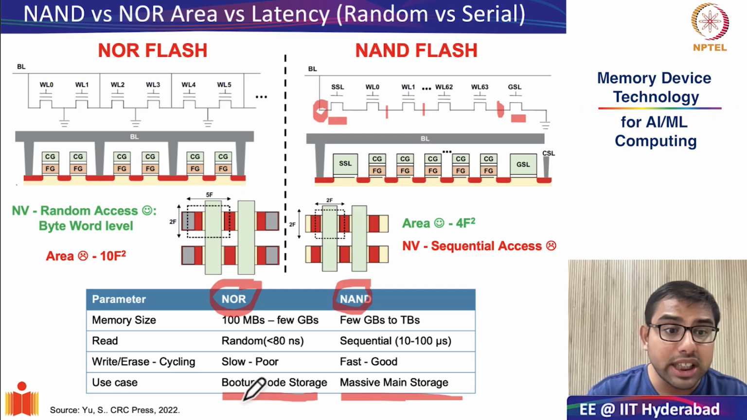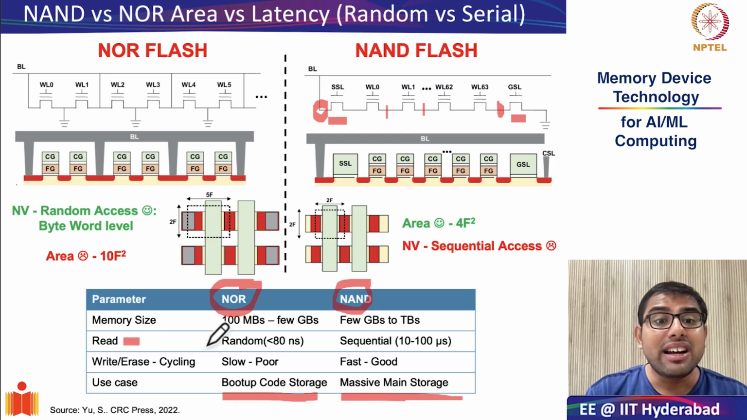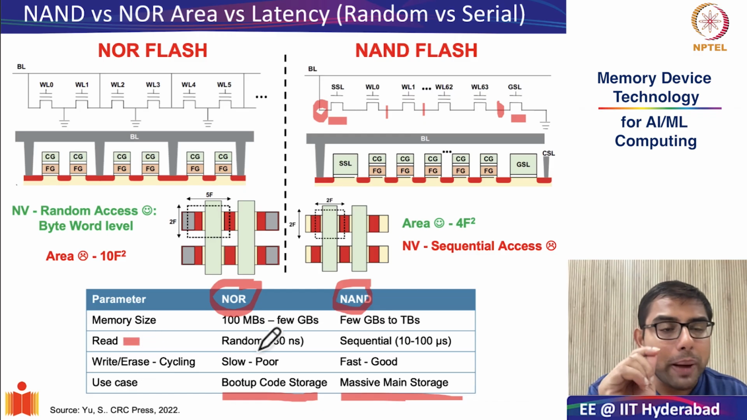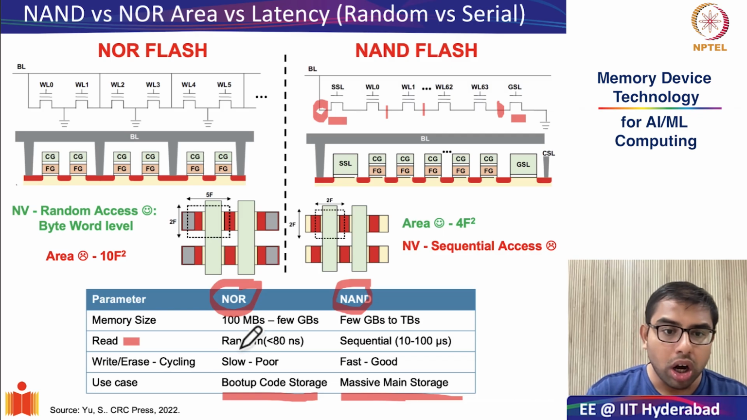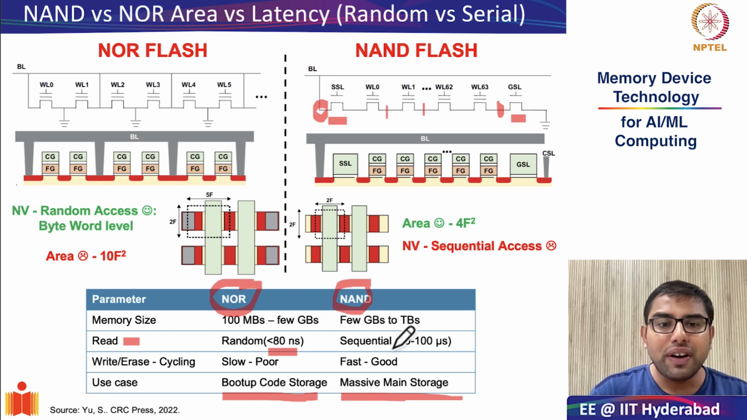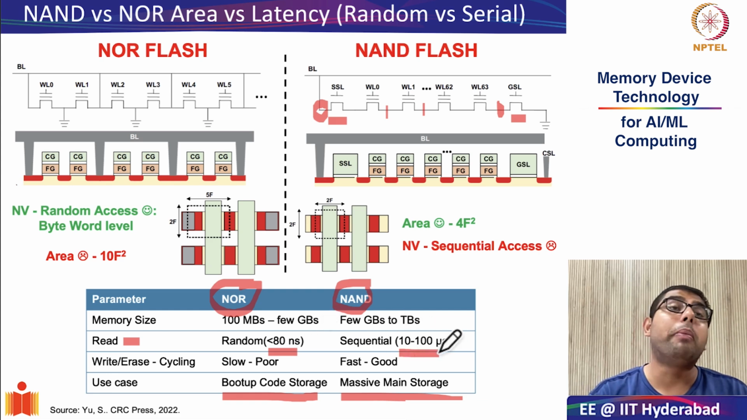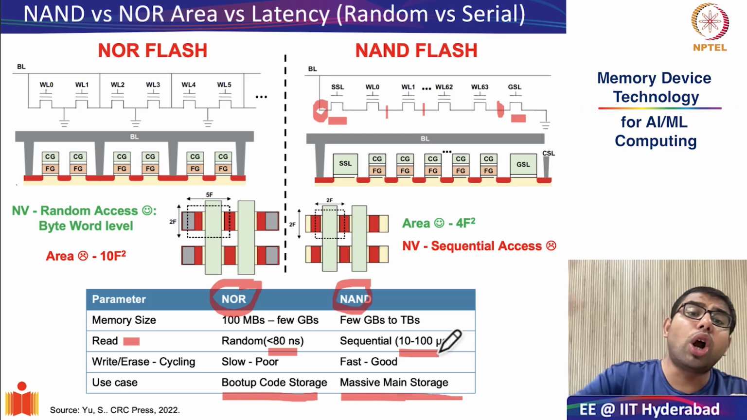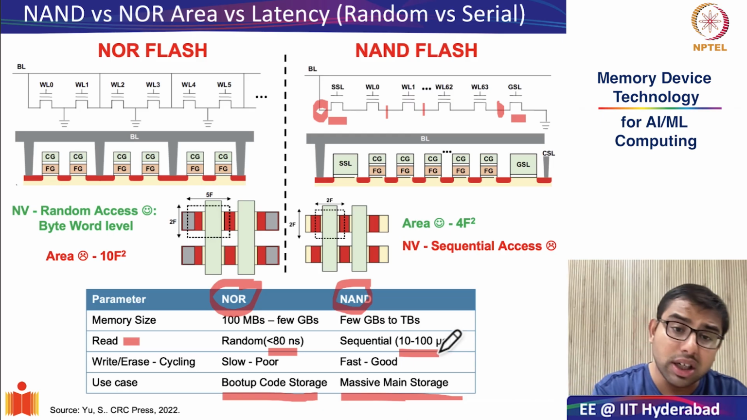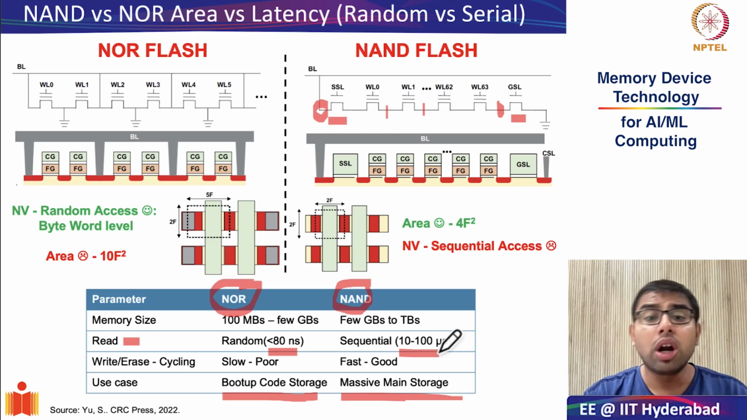How does the behavior change? The read latency is very tiny, comparable to DRAM, for the NOR flash, which is roughly 80 nanoseconds. Whereas for NAND flash, it is 10 to 100 microseconds. Several orders of magnitude higher, almost 4 to 5 orders of magnitude higher.